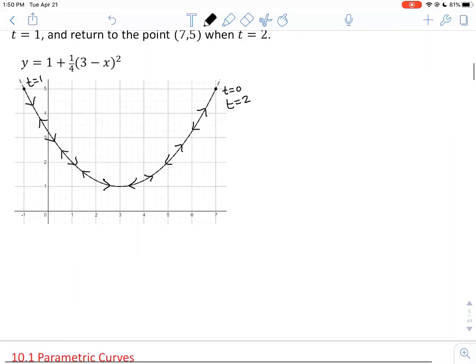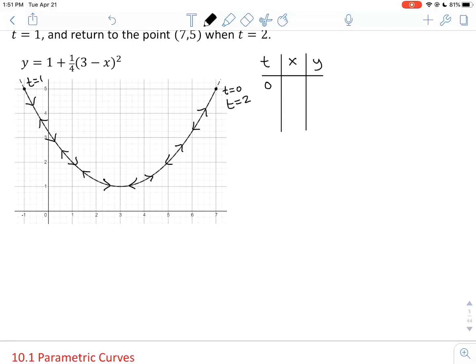Let's start by doing a small table of points. At time 0, we want x to be 7 and y to be 5.